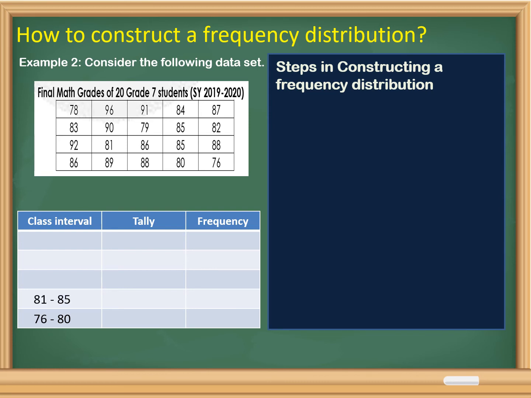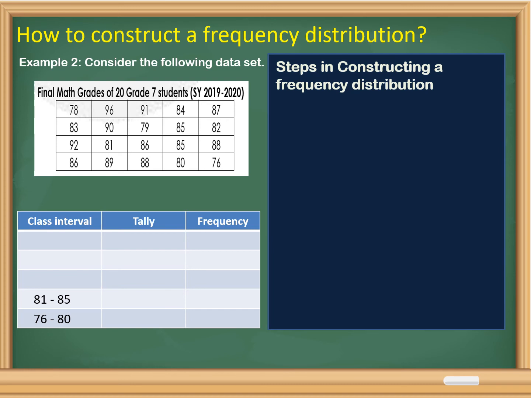Okay, so the next class interval is 81 to 85. Here, we will start with 81 because that's the number after 80, which is the upper class limit of the lowest class interval, and it ends with 85. Make sure that each interval has 5 values so that the class size will always be equal to 5.